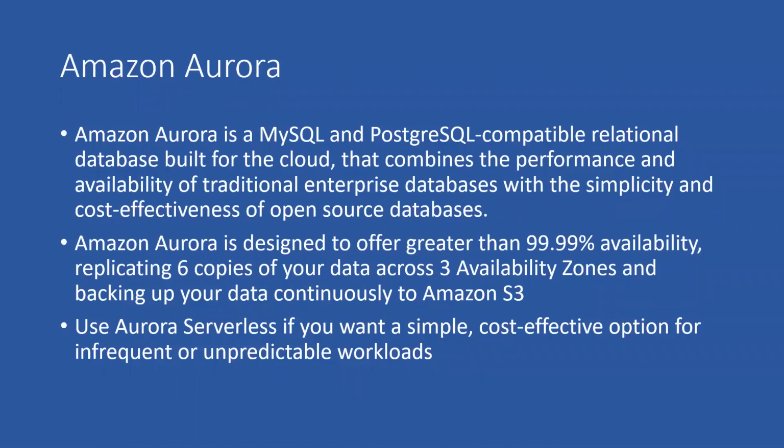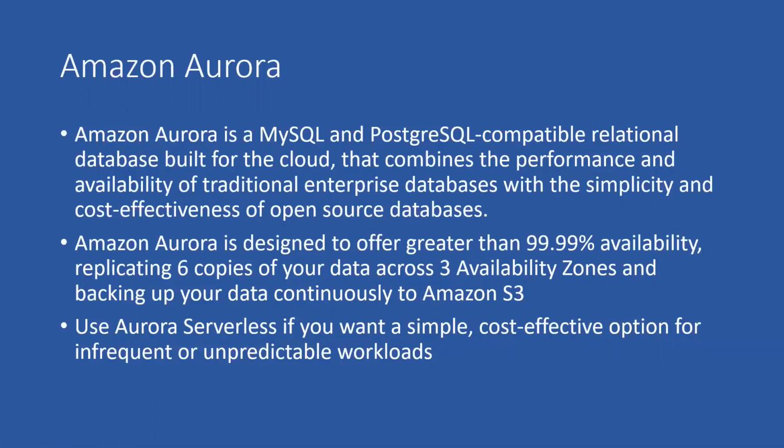So that's why when you try to create your RDS instance, the default one is Amazon Aurora. Amazon Aurora is designed to offer greater than 99.99% availability, replicating 6 copies of your data across 3 availability zones. It maintains 2 copies in each of the 3 availability zones, so it will maintain 6 copies.